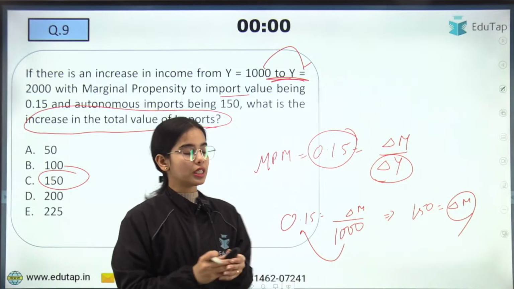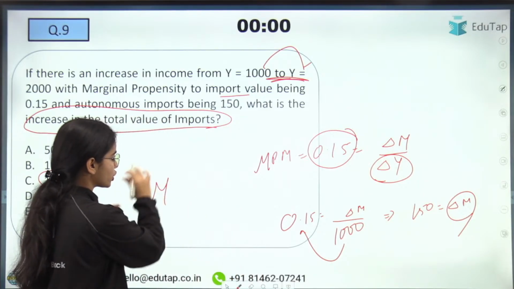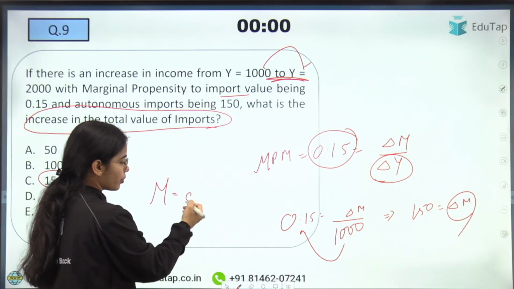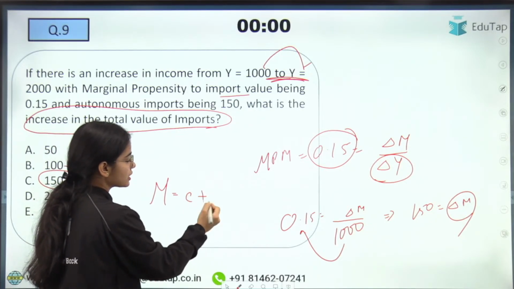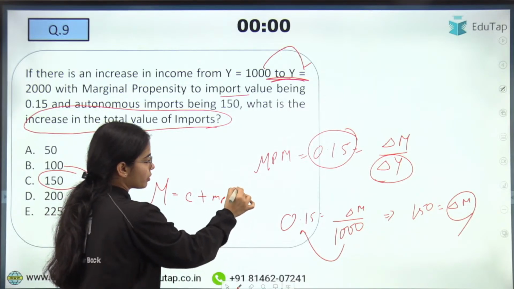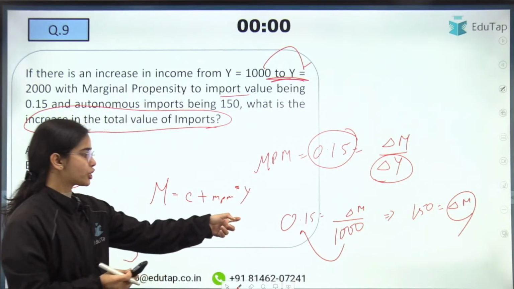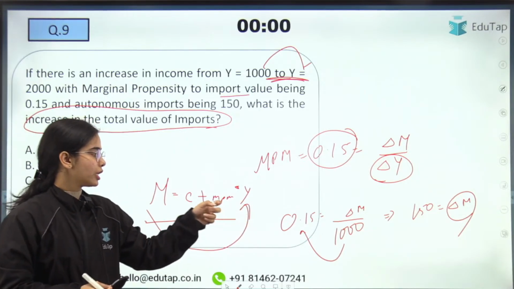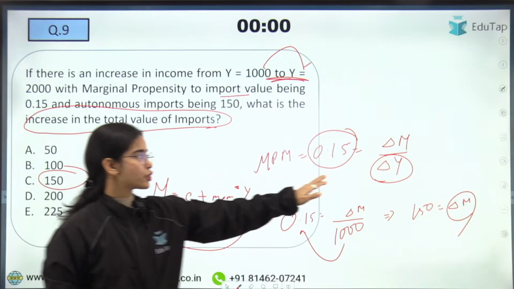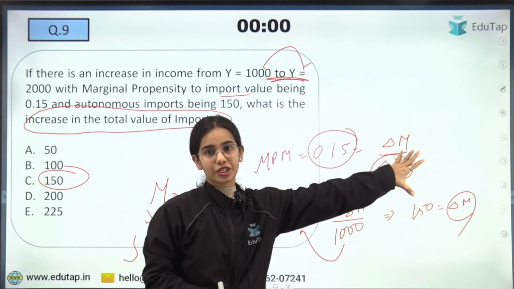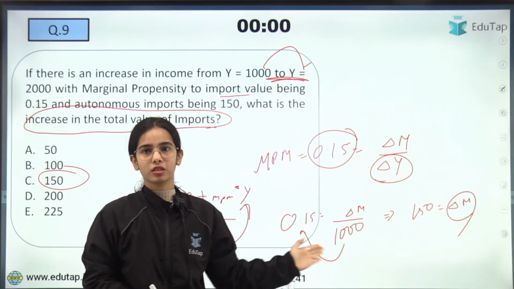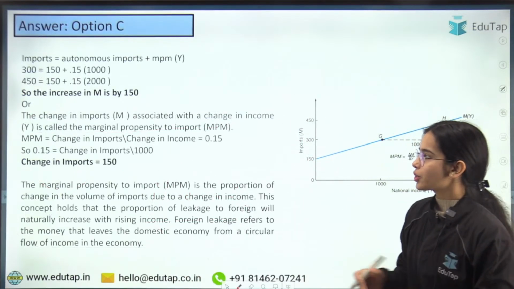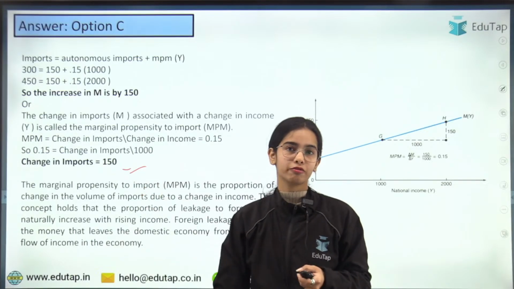Actually, the import equation: total imports is equal to the autonomous imports plus the marginal propensity to import multiplied by income. This is the equation for the import. Imports also depend upon the income of our country. A marginal propensity to import shows that with the change in income, the imports are changing. So just use the formula and you will get to the answer. Correct, Preeti? C is the right answer. So here the change in imports is by 150.